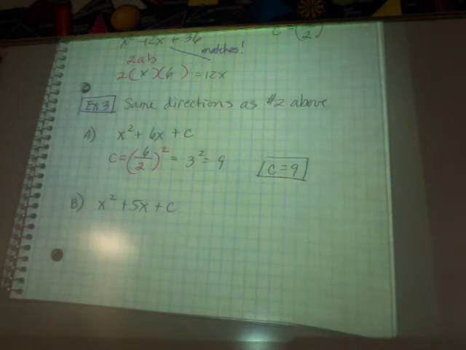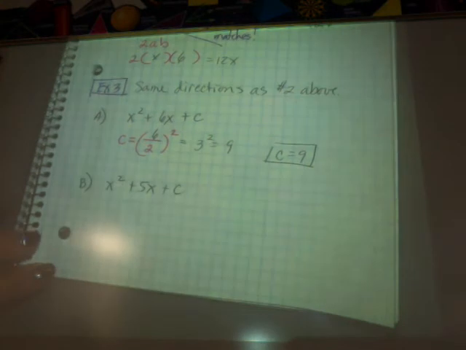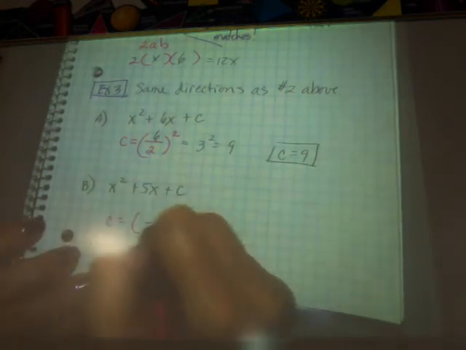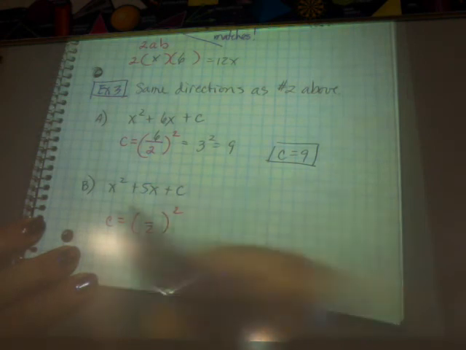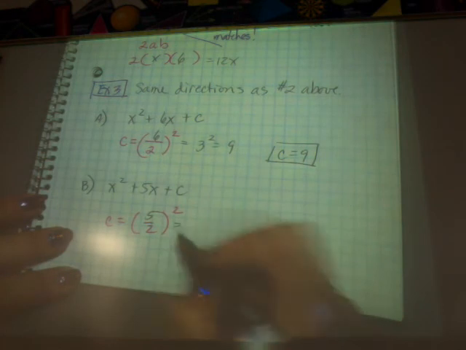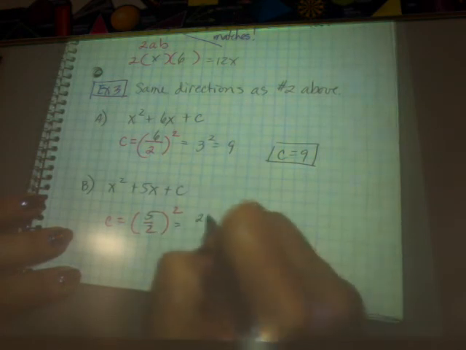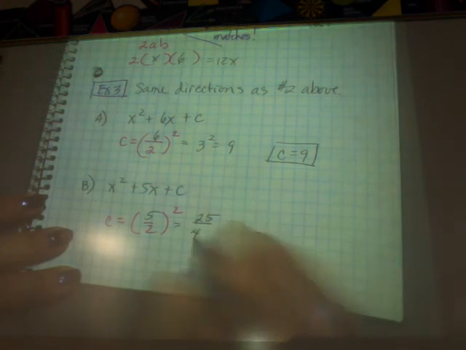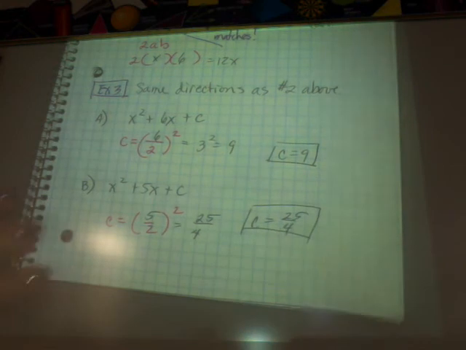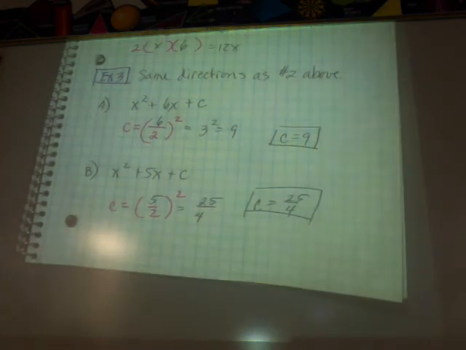All right, so then B was a little bit more difficult, wasn't it? Watch what happens when we run it through the process. So our coefficient here is 5. Is 5 divisible by 2? No. Can you reduce 5 halves? No. So we're just going to square it. Remember when you square a fraction, you square the numerator and the denominator. So what's 5 squared? 25, and 2 squared is 4. So c is 25 fourths. Ugly but true. Now I'm going to prove to you over here off to the side that it does work.